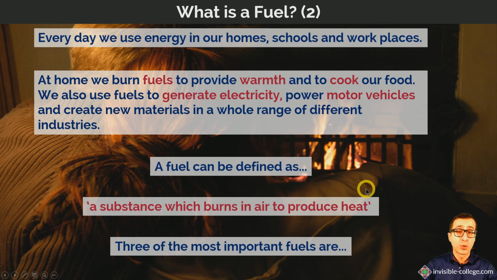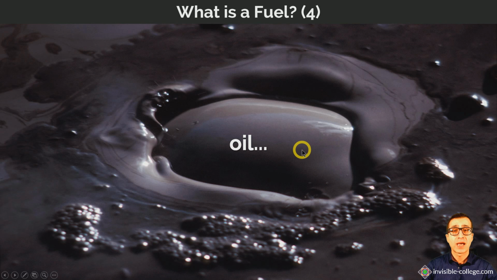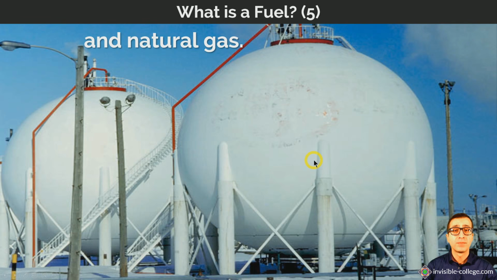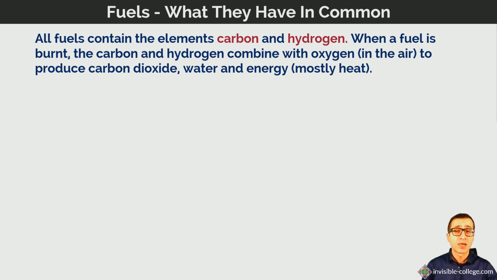So as I say, three of the most important fuels, and we will be encountering these again when we look at the next topic on organic chemistry, are the so-called fossil fuels. So we have coal, we have oil, and we have natural gas or methane. So what do all these fuels have in common then? Well, all of these fuels typically contain the elements carbon and hydrogen. So compounds that are made up only of carbon and hydrogen are referred to as hydrocarbons. Again, we're going to be looking at those in the next topic when we encounter organic chemistry.